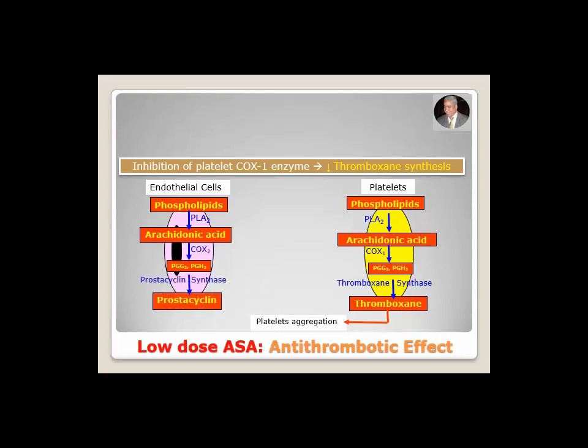On the other hand, the endothelial cells contain prostacyclin synthase, which converts the prostaglandin H2 into prostacyclin. This is a potent inhibitor of platelet aggregation.